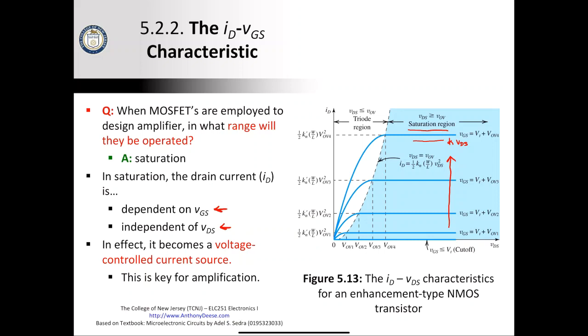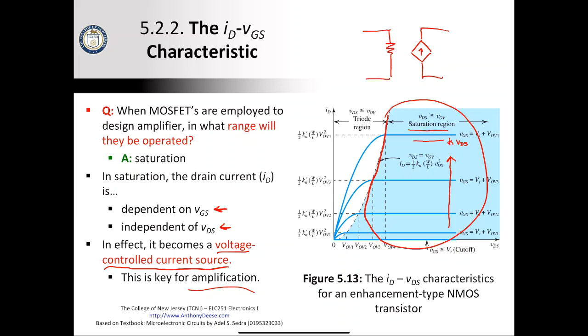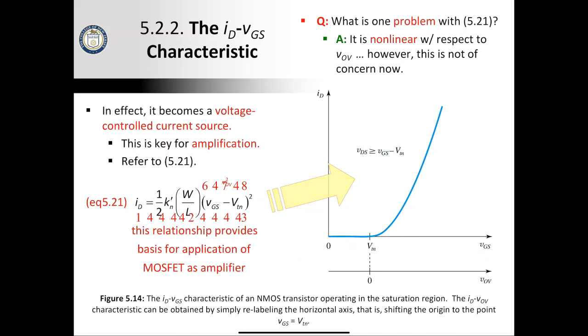Now, in effect, what this means is that in this region here, you have a voltage-controlled current source, and this is one of the keys for amplification. What does a voltage-controlled current source look like? We've seen this before, especially in Chapter 1, and then more so in the circuits class. Darn it, one equation I did not fix. Okay, sorry about that. So in effect, the MOSFET becomes a voltage-controlled current source when we're in the saturation region. This is key for amplification, and you can see this in Equation 5.21 as shown here.